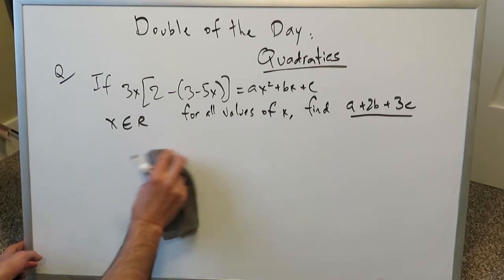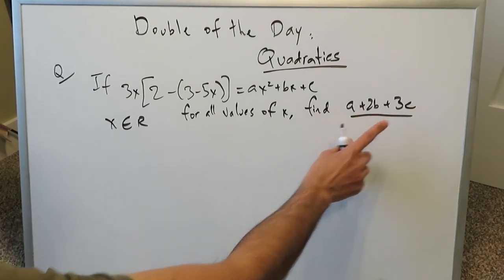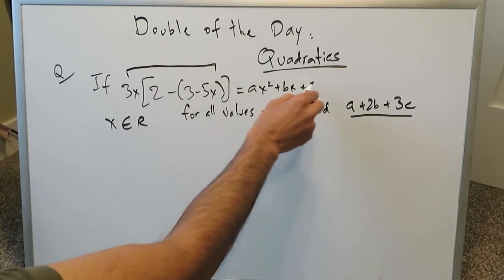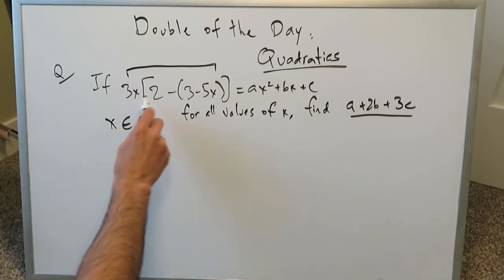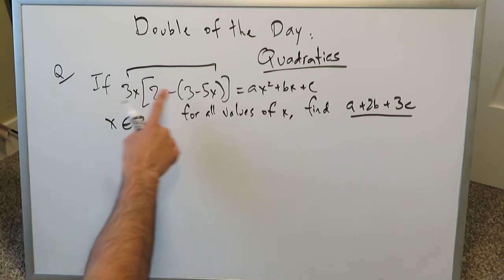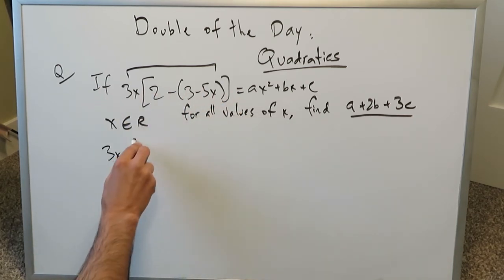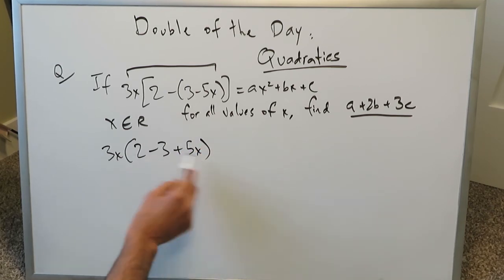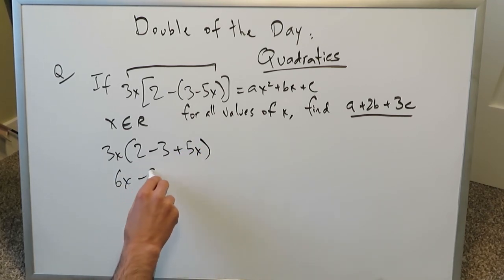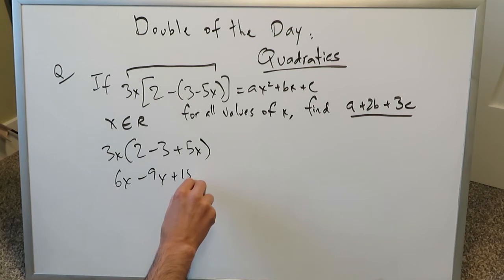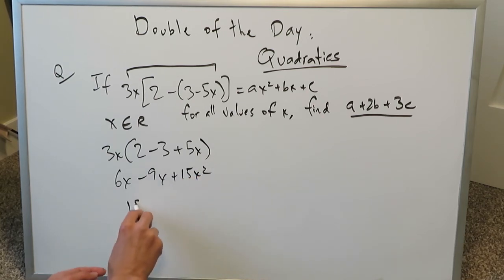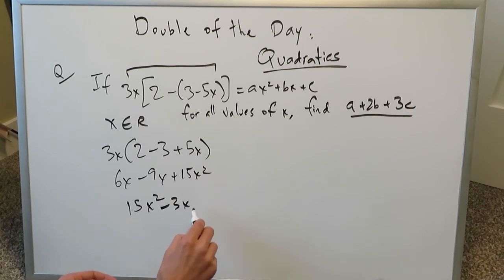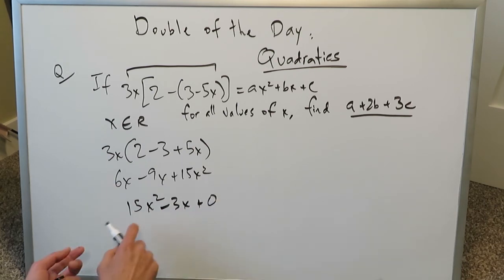So how do you go about finding this a plus 2b plus 3c? You gotta convert this form into this form and then proceed from there. And the best thing you can do is use simple algebra and open this up. You have 3x and then you have 2 minus 3 plus 5x. Open this up. You'll have 6x minus 9x plus 15x squared. Write this from high order exponents to low order exponents. 15x squared minus 3x plus 0 is your expression.